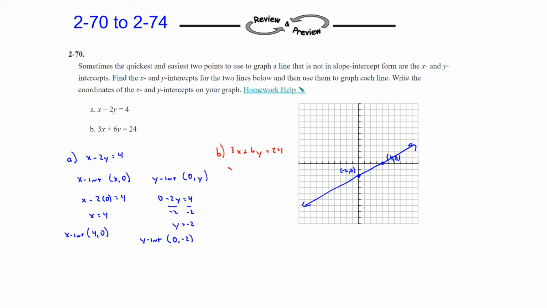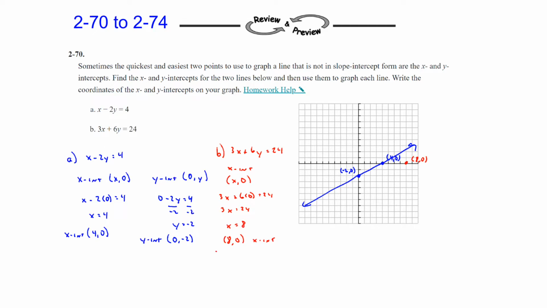Once again, to find the x-intercept, we're looking for x when y is 0. So 3x plus 6 times 0 equals 24, which would be 3x equals 24. Divide by 3, and x is equal to 8. So that represents the x-intercept. So that'll be over here at 8, 0.